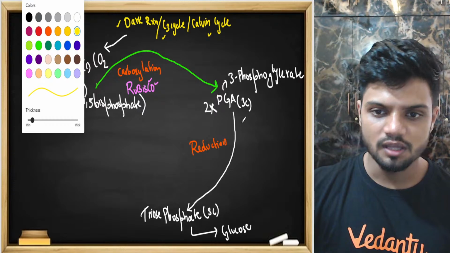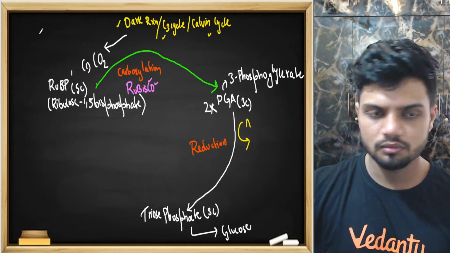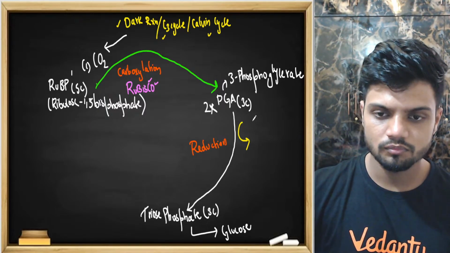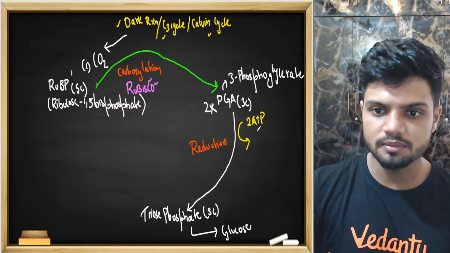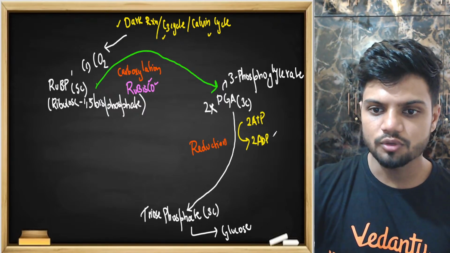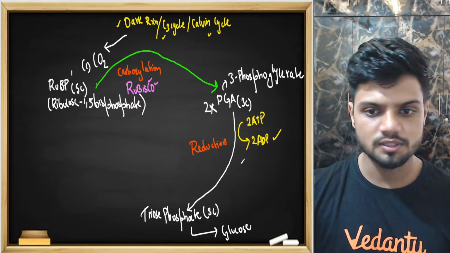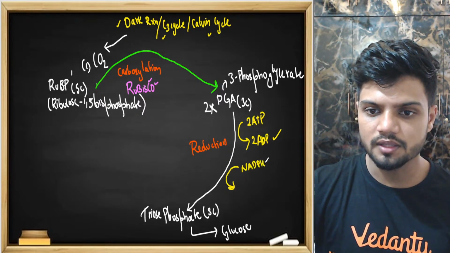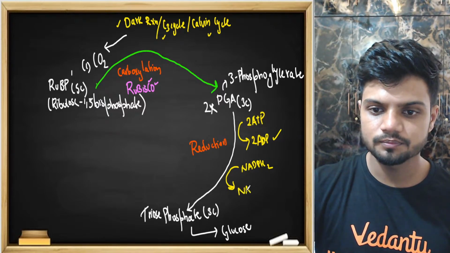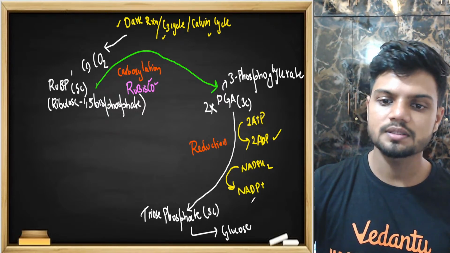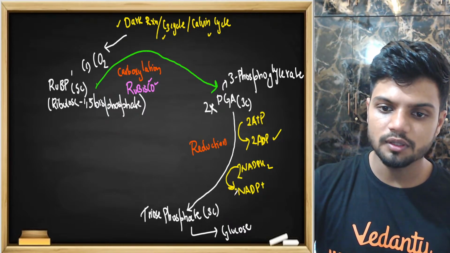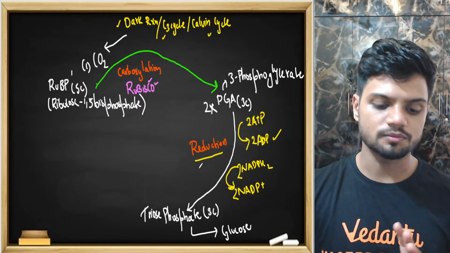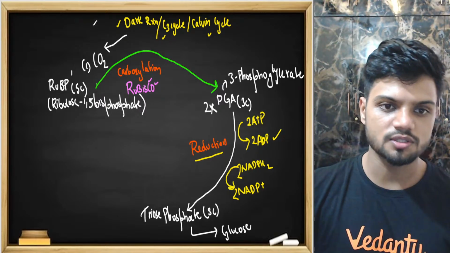Now the second step, reduction, is not free of cost, because some things are happening. 2 ATP is being converted to 2 ADP, so can I tell 2 ATP is used here? Yes. At the same time, NADPH is getting converted to NADP plus. So in the reduction step, 2 ATP and 2 NADPH are being used.